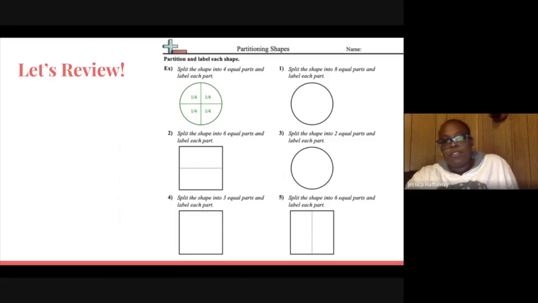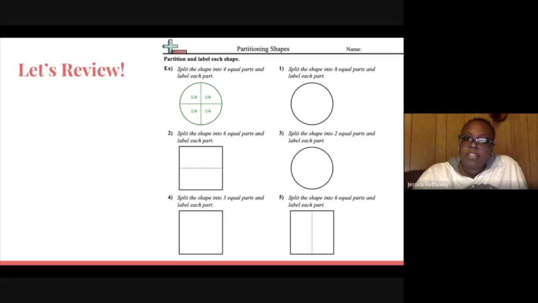So let's review. We have partitions and we're going to label each shape. So here's an example. Split the shape into 4 equal parts and label each part. Then you'll take the shape, you'll divide it into the equal parts. So now let's look at the example. They took the circle and divided it into 4 equal parts. So we have 4 equal parts. So that's fourths. So 1/4 plus 1/4 plus 1/4 plus another 1/4 will give us a whole.